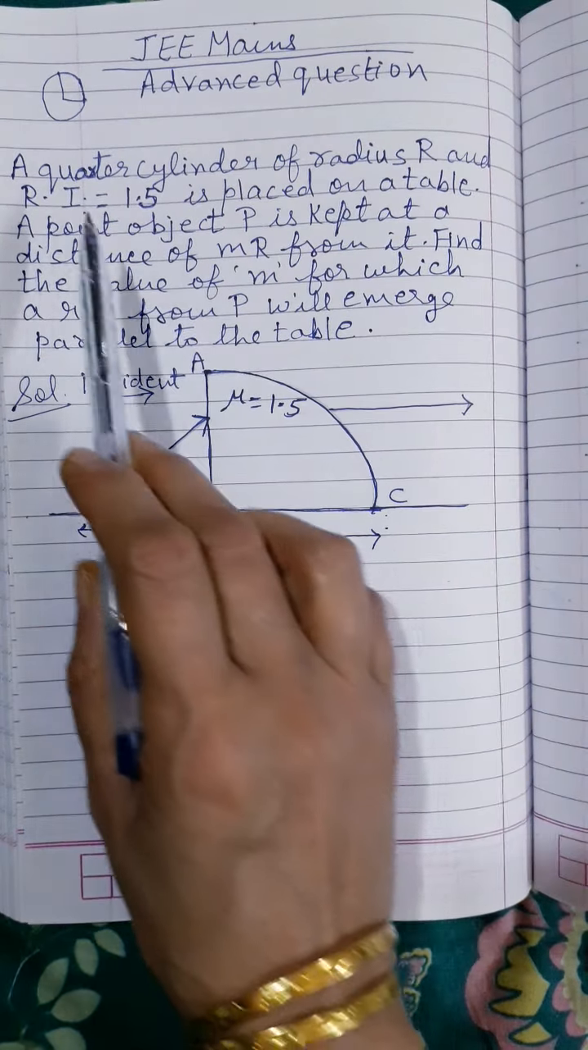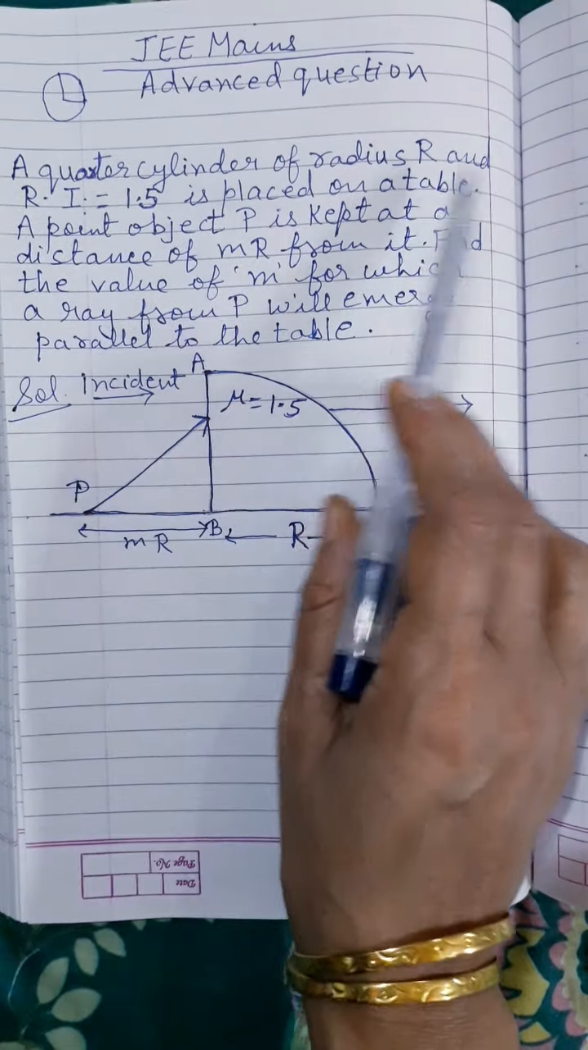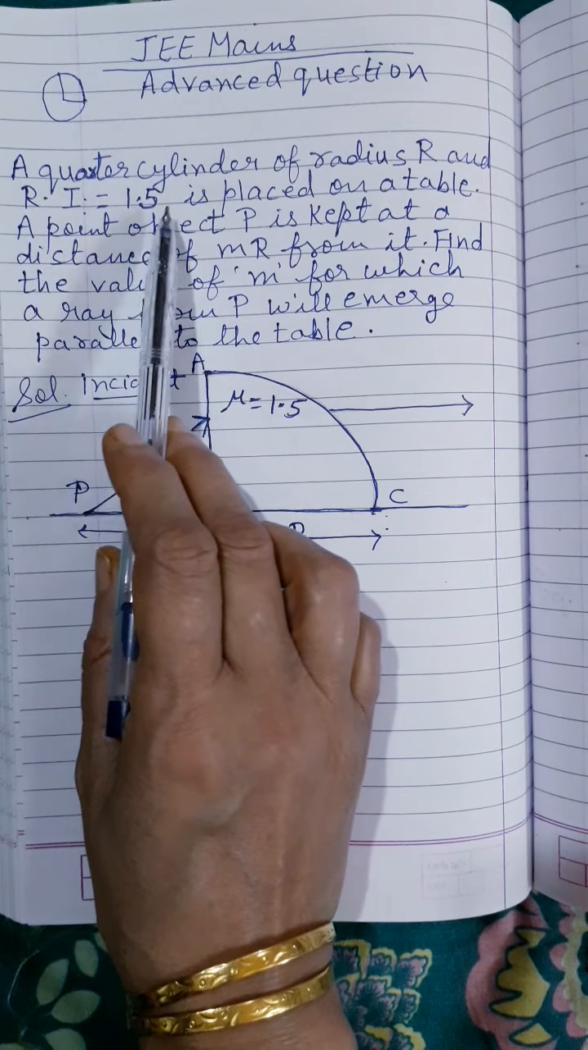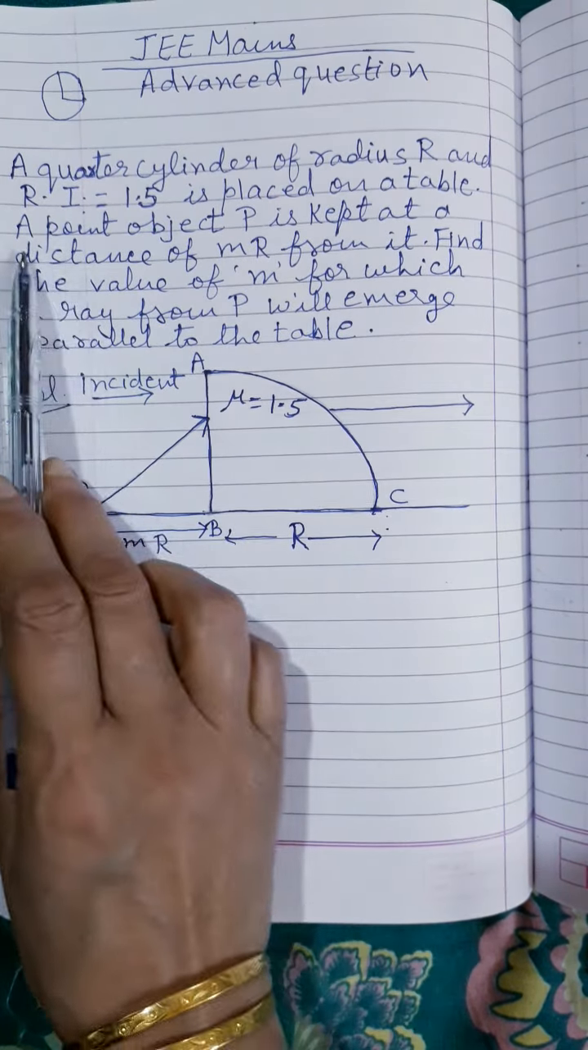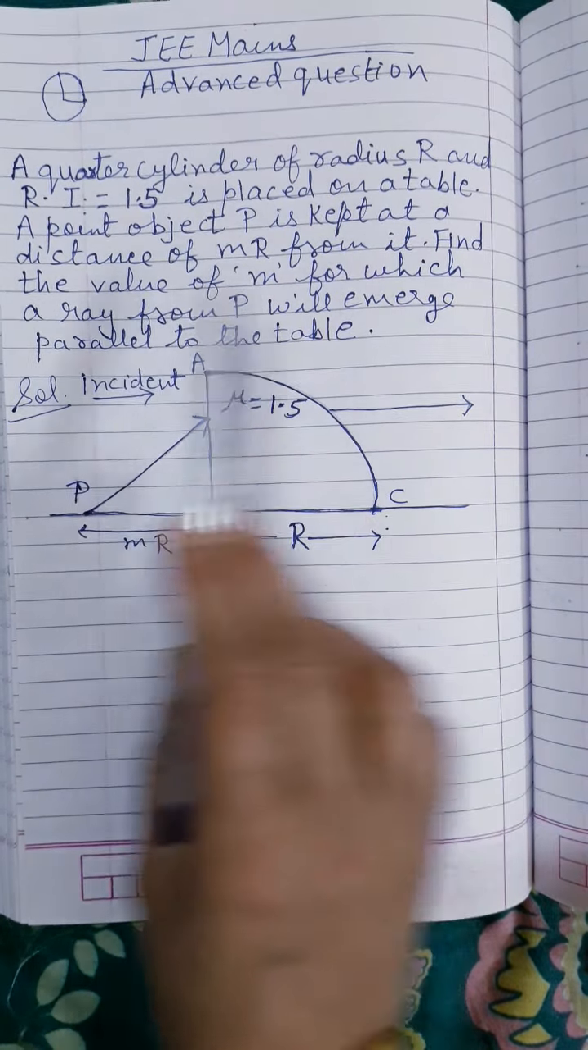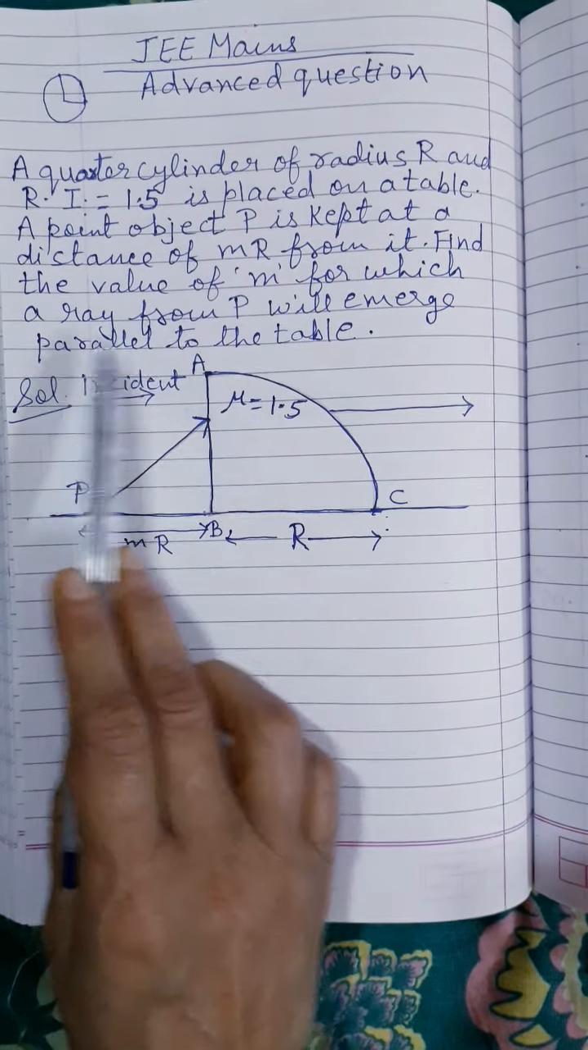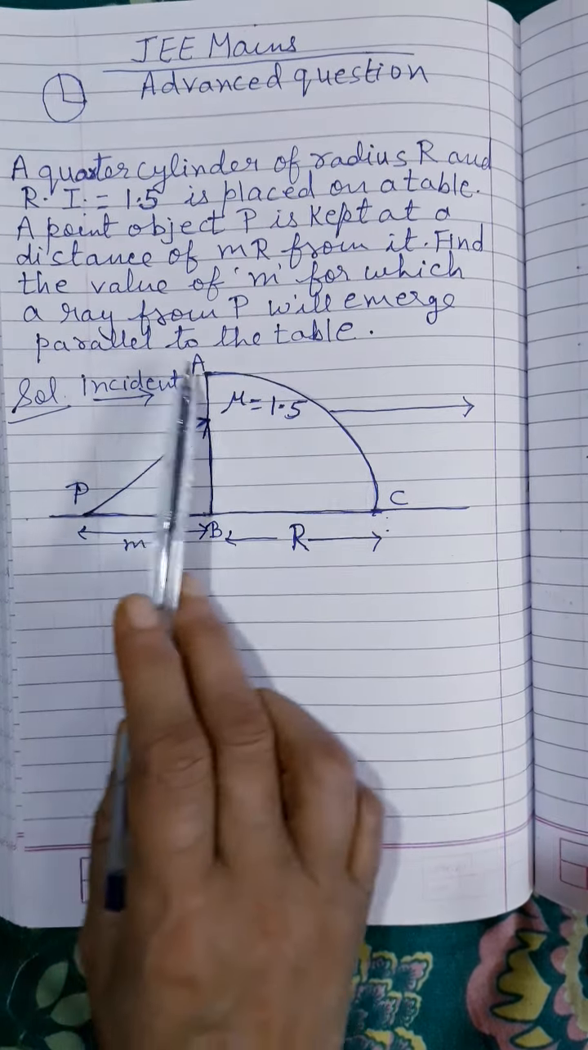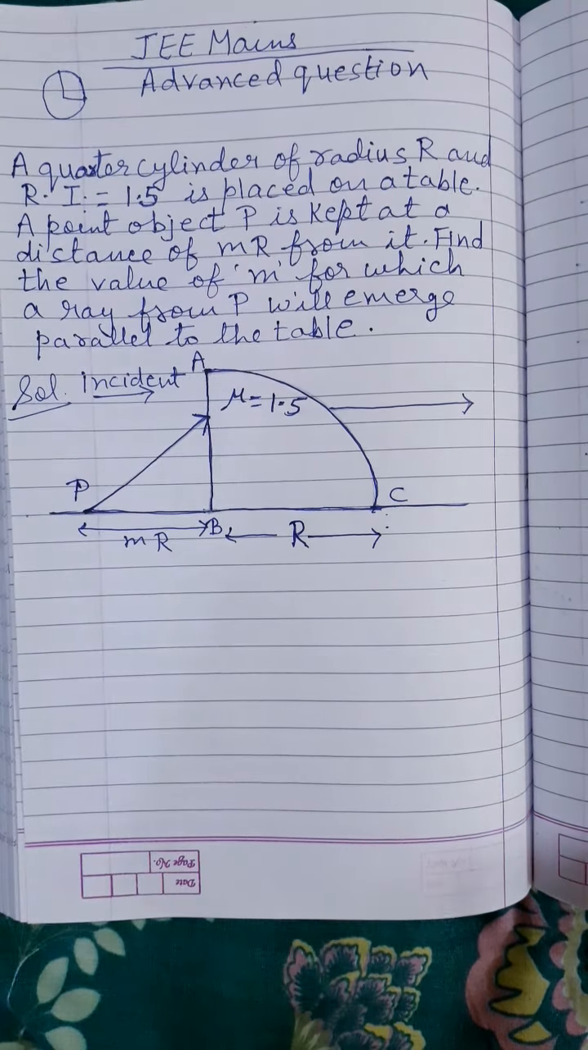The question is, a quarter cylinder of radius r and refractive index 1.5 is placed on a table. A point object P is kept at a distance of mr from it. Find the value of m for which a ray from P will emerge parallel to the table. अब इसका डायग्राम समझिए क्या है.